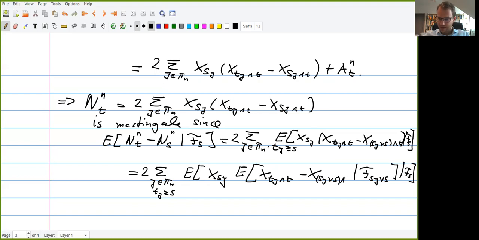Wait, okay. Now we have it done. This is just copy pasting. And now this is a Martingale. So x is a Martingale, so we know that this is 0 as x is a Martingale. Okay, that's nice.